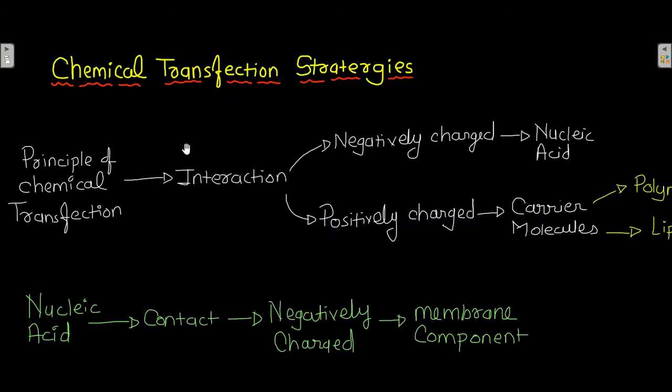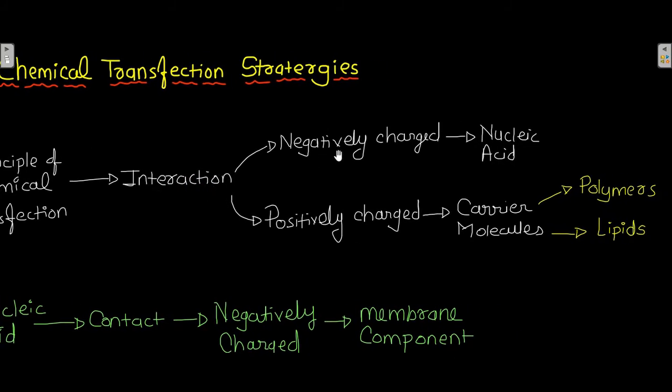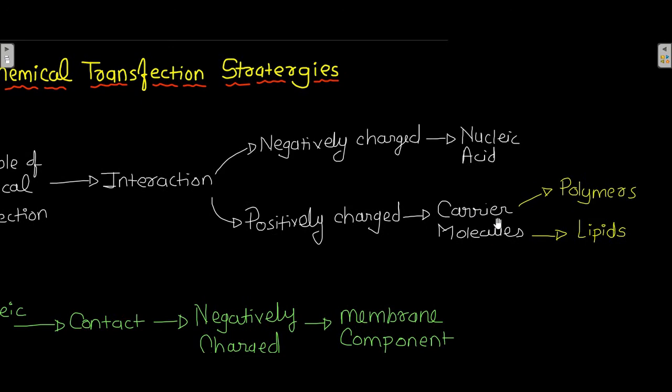Now let's discuss some chemical transfection strategies. The principle of chemical transfection involves the interaction between negatively charged nucleic acid and positively charged carrier molecules such as polymers and lipids.